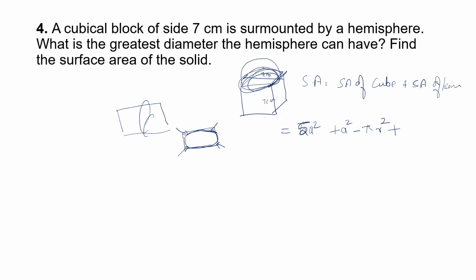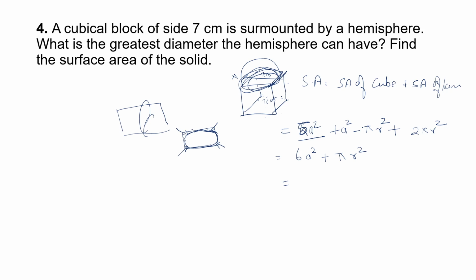Then what about the hemisphere surface area? 2 pi r square. So now this will become 6a square plus pi r square. Can you understand this one? See, the cube has 5 sides, right? I have to draw a dotted line here. Remember, a cube has 6 sides actually, but here first we are not taking the top side, so remaining sides are 5a square.